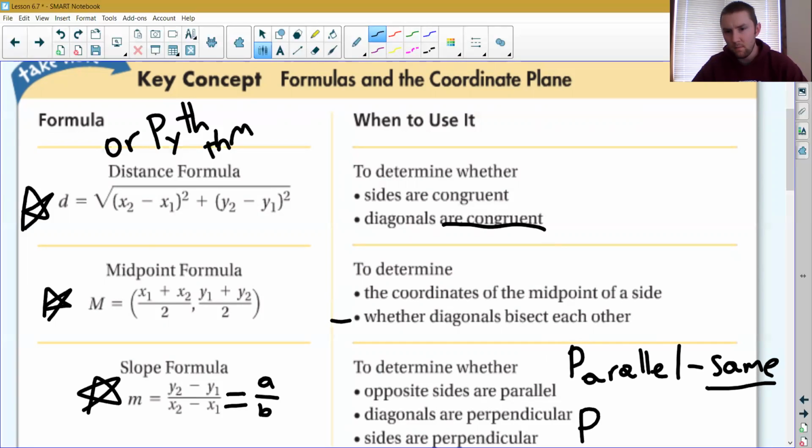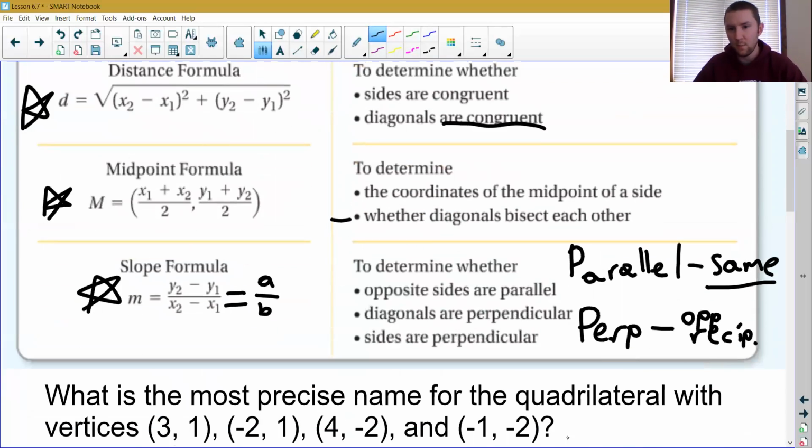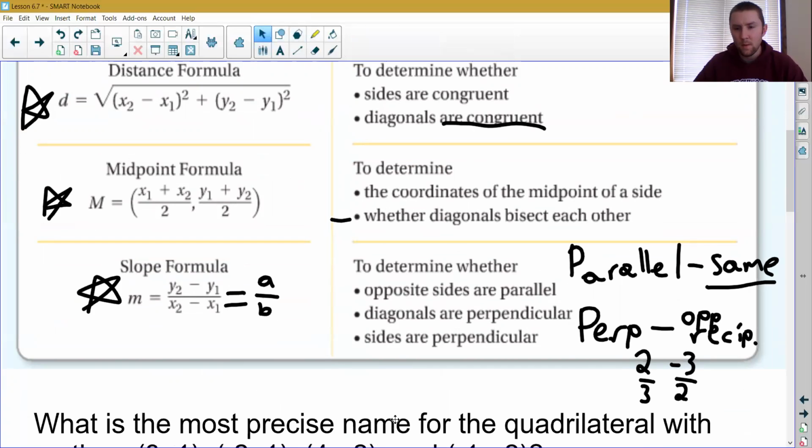Perpendicular lines, hopefully we remember that those slopes need to be what we call opposite reciprocals, okay? Opposite reciprocals. And just as a quick example, I'll scroll down here and give you guys an example. So that would mean like 2 over 3, and then negative 3 over 2. So these two right here would be opposite reciprocals: 2 over 3, negative 3 over 2.